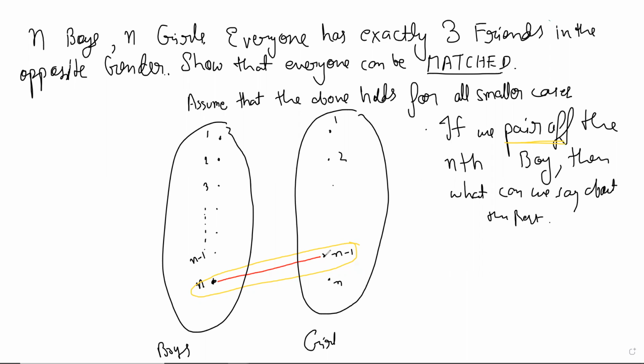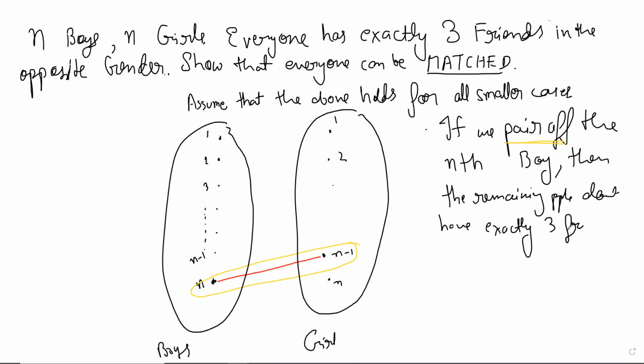Because it could happen, and it will happen, that this girl was friends with, let's say, this n minus one boy. Now this n minus one guy loses one of his friends, right? So that's why we cannot use induction in the direct way. Then the remaining people don't have exactly three friends. Obviously most of them will still have, but not all of them.